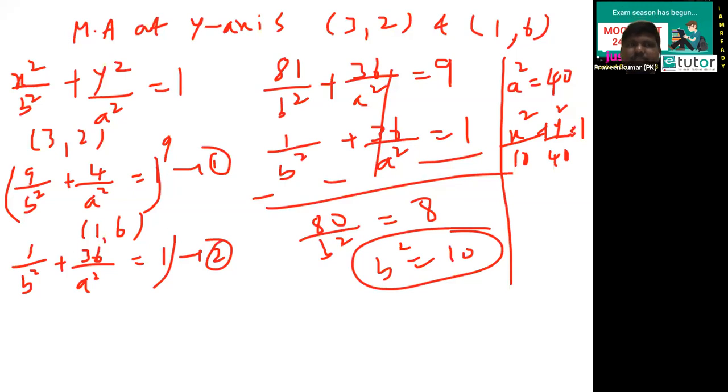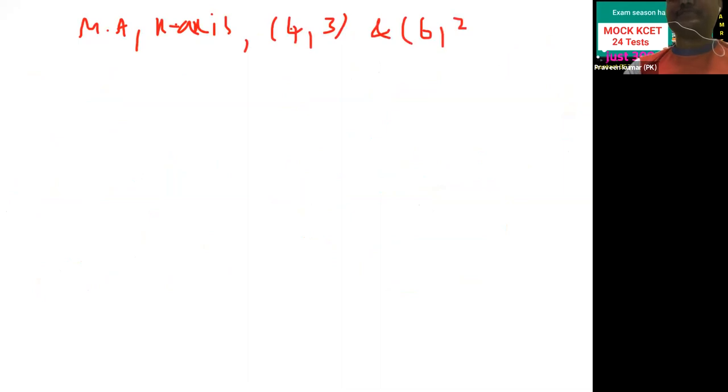Complete, everyone. Can I give one more question on this model? Are you ready? Good. The next question they gave is like this, dear students. Major axis is on the x-axis, and passing through the points 4, 3 and 6, 2. Try this, everyone. Do it fast.